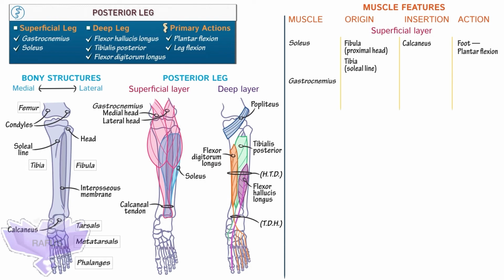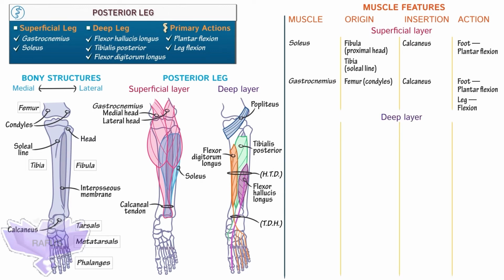Gastrocnemius arises from the lateral and medial femoral condyles and inserts on calcaneus via the calcaneal tendon. It plantar flexes the foot and flexes the knee. Next, indicate that within the deep layer, popliteus arises from the lateral femoral condyle and the popliteal ligament and inserts on the proximal tibia. It flexes and medially rotates the leg.